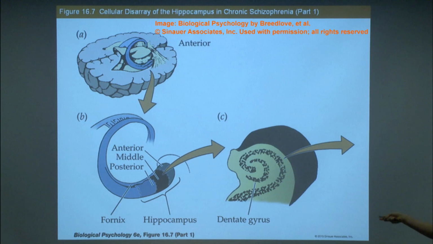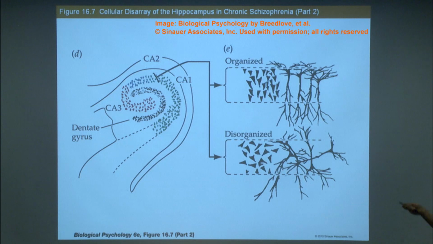Different sub-areas, you don't need to know the names. This is called the dentate gyrus. Here are the CA fields, CA2, CA1, of the hippocampus. Again, you don't have to know these names, but normally these pyramidal cells are organized in a very organized fashion.